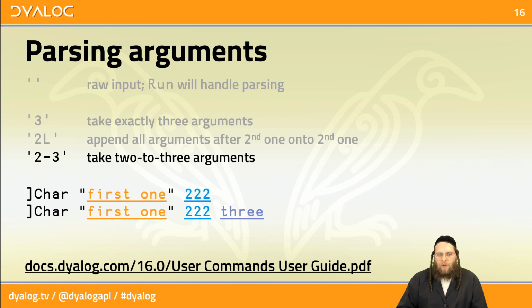And we can also specify a range between 2 and 3 arguments, so you can call it in only these 2 ways, and any other attempt at calling the user command processor will protest and say you can't call it like that. It needs to take 2 to 3 arguments. That's it for the arguments for now. Again, there are a lot more details which you can look up.